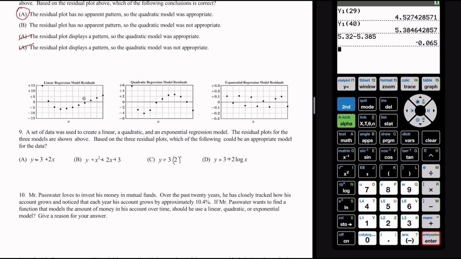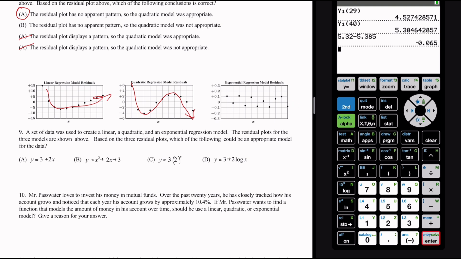Okay, so now looks like we have 3 models here. A set of data was used to create a linear, a quadratic, and an exponential regression model. The residual plots for the 3 models are shown above. Based on the 3 residual plots, which of the following could be an appropriate model for the data? Appropriate, so we're looking for no pattern. This shows a pattern. This shows a pattern. Oh, looks like this one doesn't show a pattern. It's random, and we can't predict where the next points are gonna be.